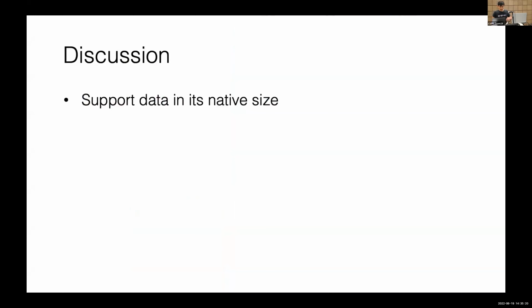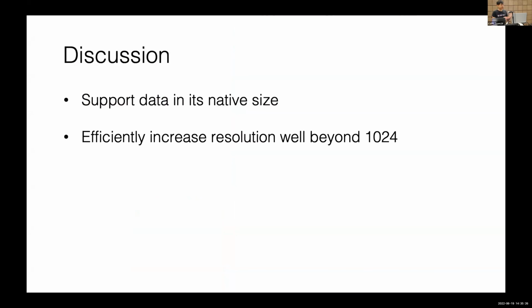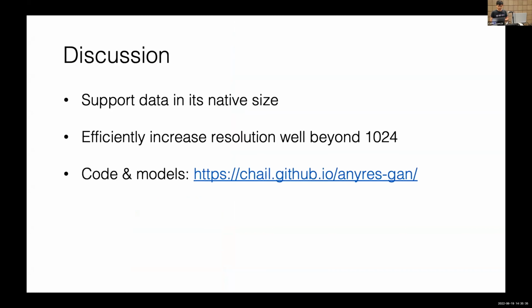So in this project, we're proposing a method to support data in its native size. And this allows us to efficiently increase the generation resolution well above 1024. You saw some generations at 3072 and 4096. Okay, code and models were released as of about 9 p.m. last night, so you can go on our website and play with it.